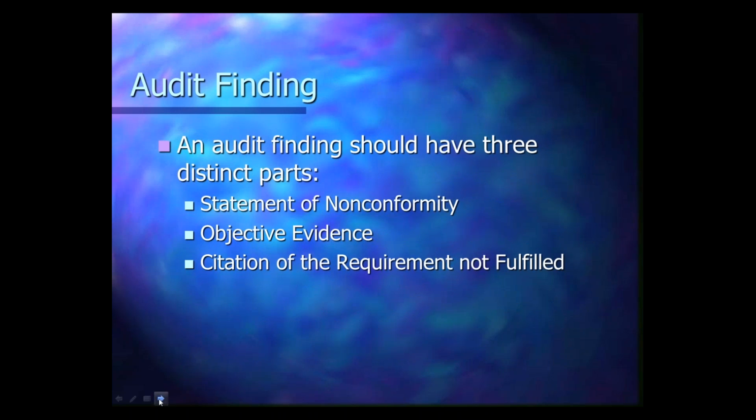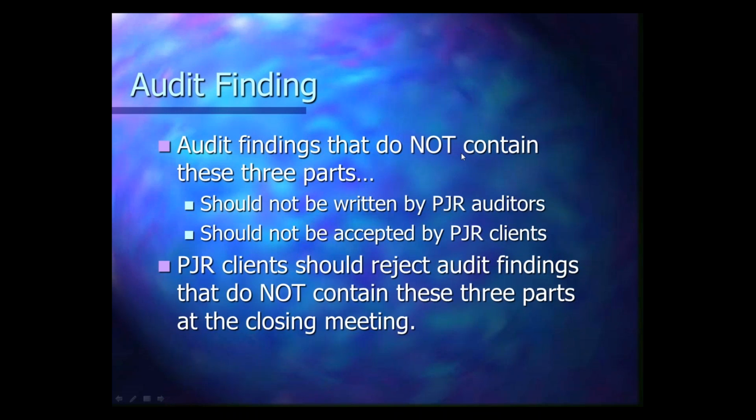So let's talk about setting the stage for problem solving. An audit finding should have 3 distinct parts: the statement of nonconformity, citation of objective evidence that supports that statement, and a clear selection of the requirement in the standard that's not being met. Audit findings that do not contain these 3 parts should not be written by PJR auditors and should not be accepted by PJR clients. In fact, I'm here today to tell you you're completely empowered.